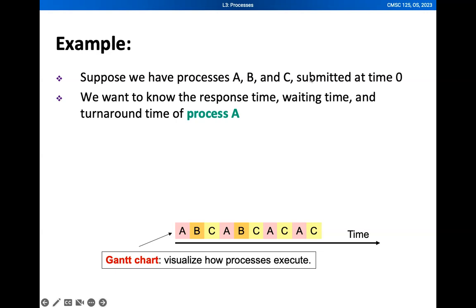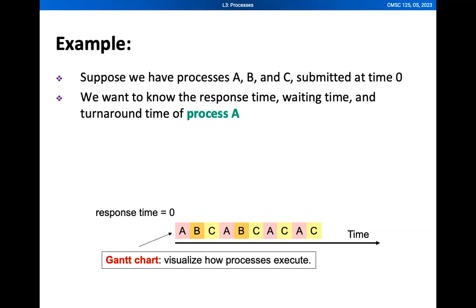Suppose we have processes A, B, and C that are submitted at time 0, and we want to know the response time, the waiting time, and the turnaround time of process A. You can see here a Gantt chart of how these processes execute. We can see that it is concurrent, and there is interleaving happening. Process A gets interrupted, then process B takes its turn, then process C takes its turn, and then at some point, process A executes again. Then process B, then C, and so on, until each of these processes has completed its execution.